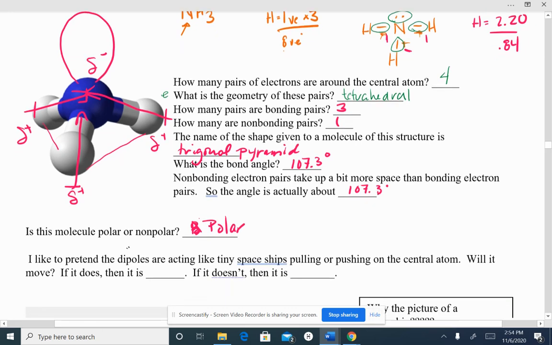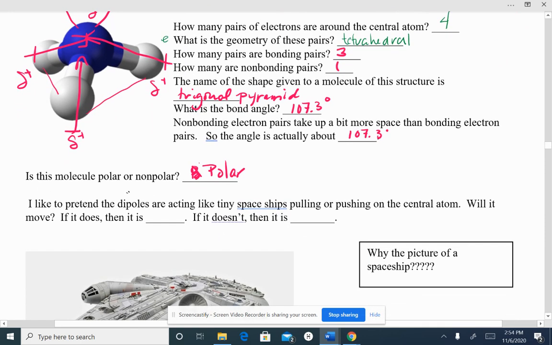Okay? I like to pretend that these dipoles are acting like tiny spaceships, pushing and pulling on that center atom. If that center atom moves, then that molecule is polar. Okay? It's kind of a tug of war. If that center atom does not move, then that molecule is nonpolar. It's as simple as that.